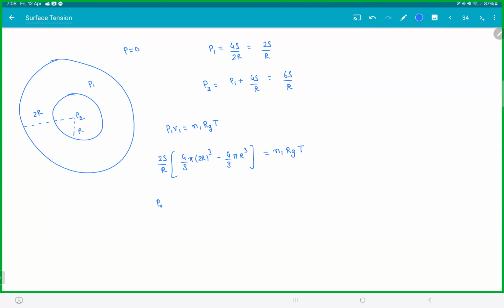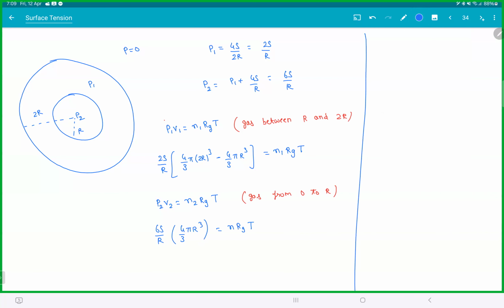And for the second gas, which we write P2, V2, the inside volume, this is N2 R_G T. This equation is for the gas between R and 2R. This is gas from 0 to R. So P2 will be 6S by R. The volume will be 4 by 3 pi R cube, which will be N2 R_G T.